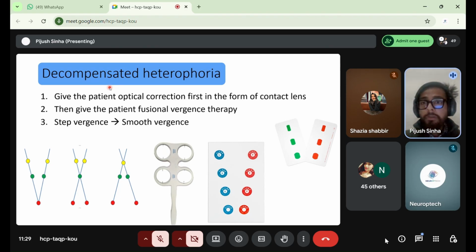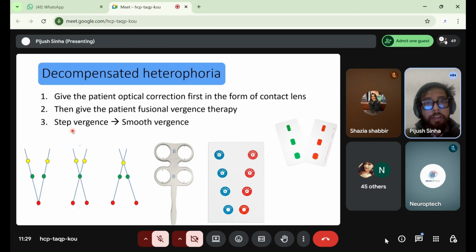It can be in the form of glasses or contact lenses, and then give the patient fusional vergence therapy. If you are giving therapy with a prism bar, then give the patient first step versions and then smooth versions. Step versions means suppose the patient is having difficulty in convergence, like in PFB, you will train it with base out prism. So here, start.